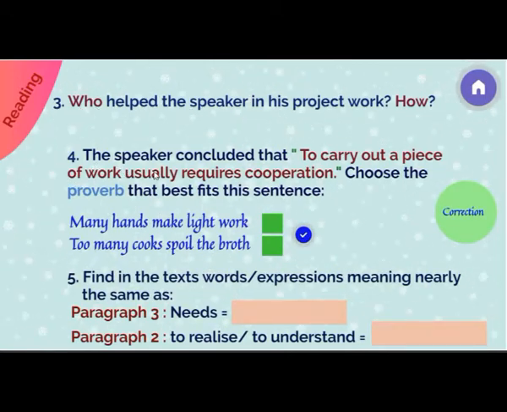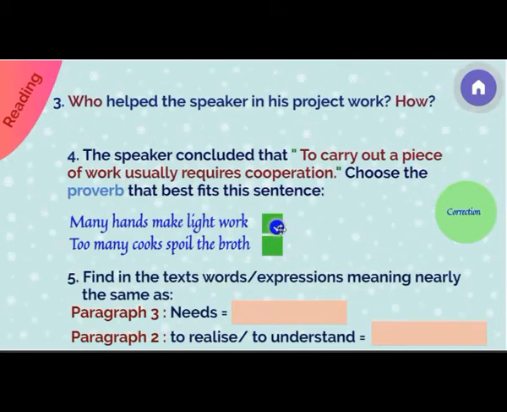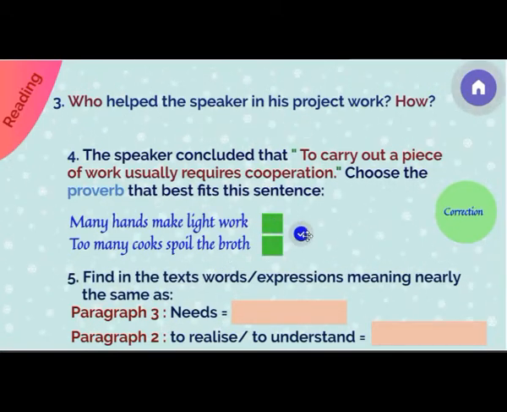Question 4, the speaker came to the conclusion that to carry out a piece of work usually requires cooperation. Here you need to choose the proverb that best fits this sentence. Proverb number 1, many hands make light work. Proverb 2, too many cooks spoil the broth. So you need to click the tick here or here as usual.